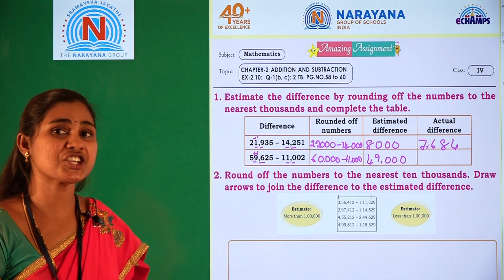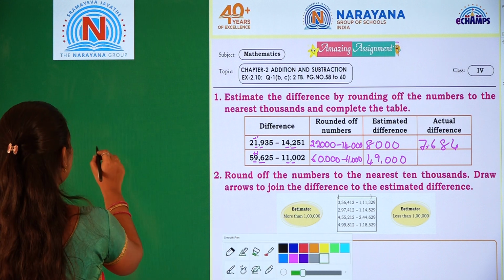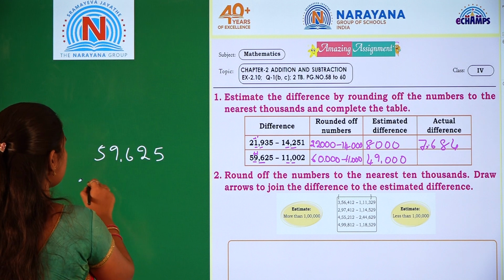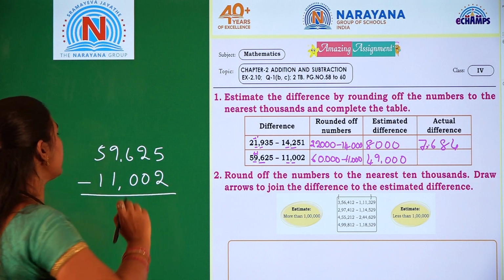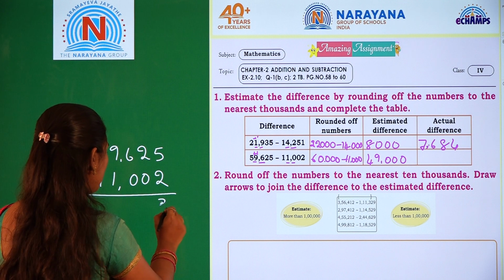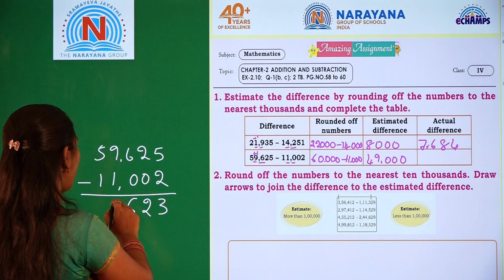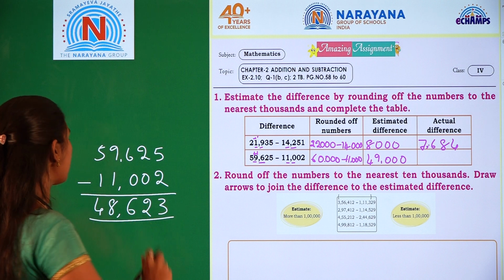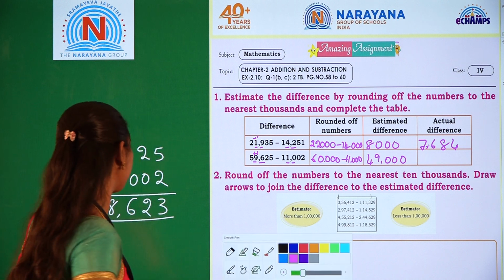Now go for the actual difference. 59,625 minus 11,002. See, here it is simple subtraction. 5 minus 2 is 3, 2 minus 0 is 2, 6 minus 0 is 6, 9 minus 1 is 8, 5 minus 1 is 4. The answer is 48,623.